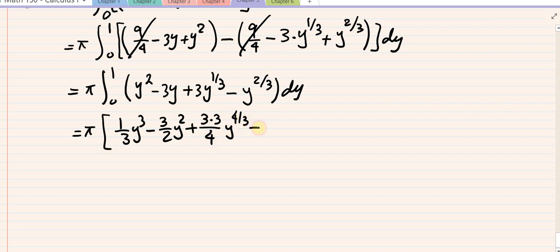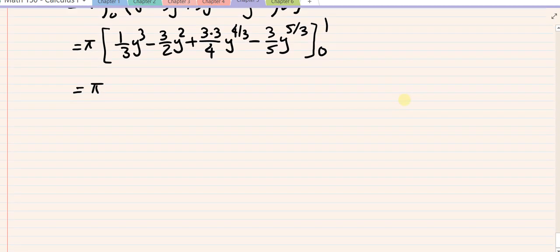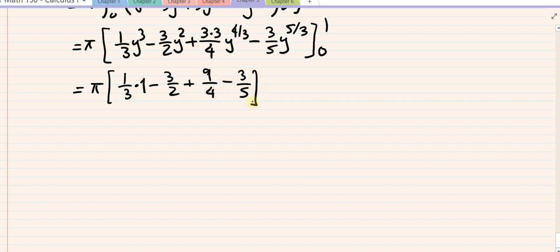y to 4/3, negative y to 2/3, add 1. 2/3 plus 1 is 5/3, so it's going to be 3/5 y to 5/3, evaluated from 0 to 1. Again, because every term has y in it, the lower term will make it 0. So I'm just going to put in the upper value 1, becomes 1/3 times 1, negative 3/2 plus 9/4, negative 3/5. All of those y to the power of 1, each of those become 1.